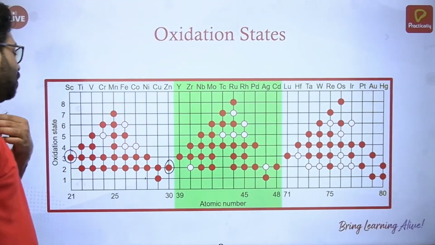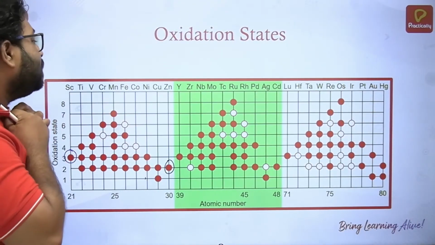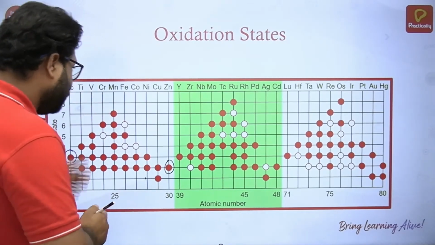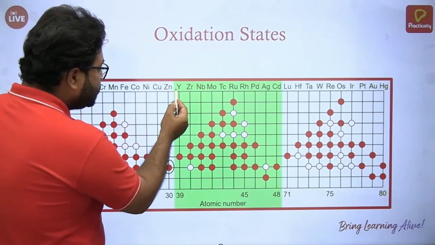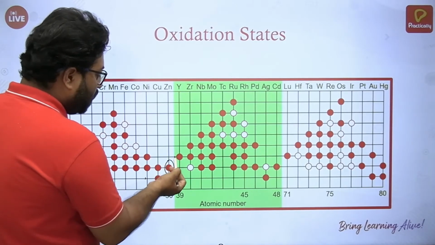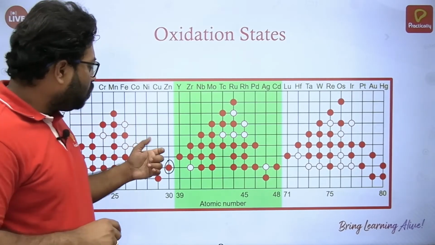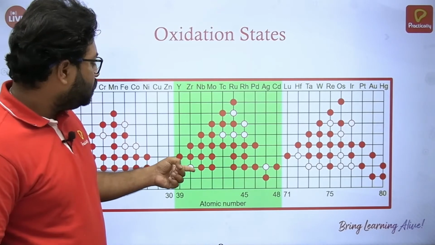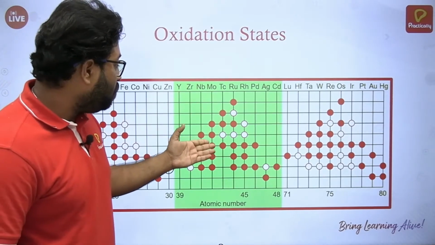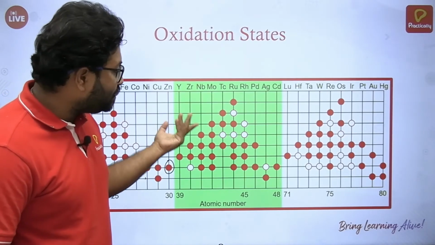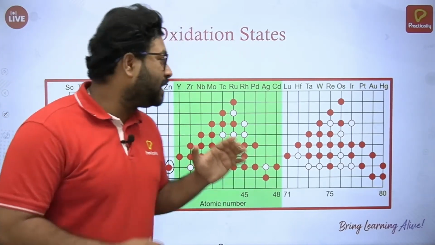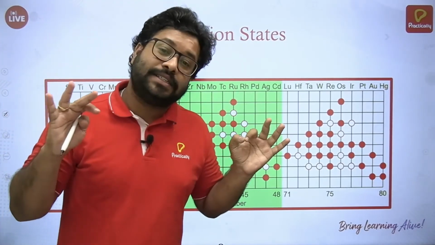Now look here. Here the picture is just like that. There is not much change here. It starts from yttrium, zirconium, niobium, molybdenum, technetium. From yttrium, the number of oxidation states increases through zirconium, niobium, molybdenum, technetium, and ruthenium, where almost 6 are there. Again it declines. So more or less it shows the same trend in the 4d and 5d series also.